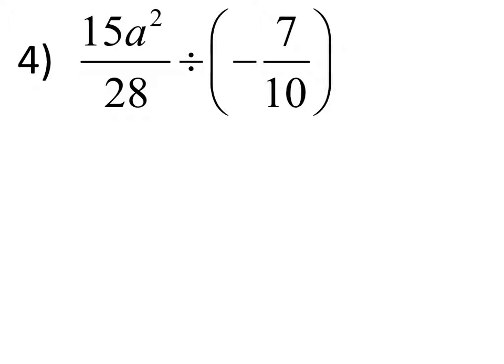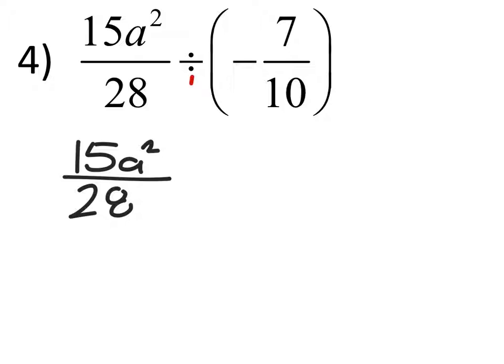This one has that a squared, which is really the only difference between the problems that we've just done and this one. But the a squared really isn't going to change anything. Let's look at this. 15 a squared over 28. Now we'll change this to multiplication, but we'll reciprocate the 7/10 to 10/7.